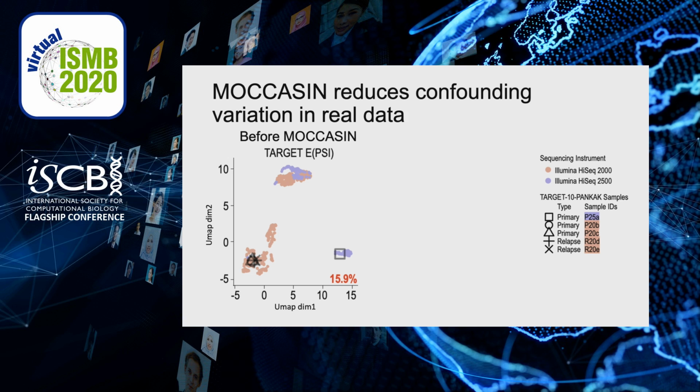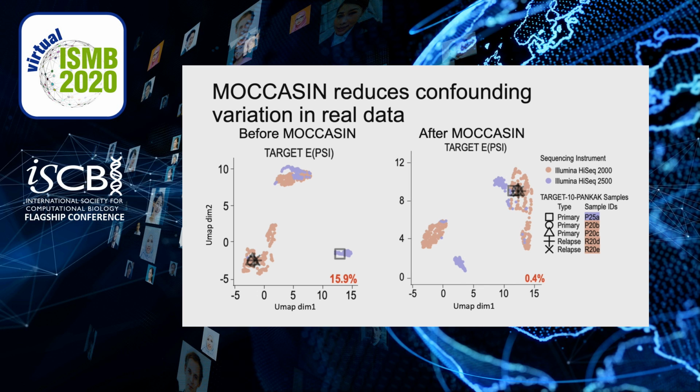And here on the left, I'm showing the UMAP that I showed you before of the TARGET cancer data, where 15.9% of the total variation in psi is attributable to a batch effect. After applying MOCCASIN, this is brought down to 0.4%. You can check out my poster to see how I also applied MOCCASIN to over 1,000 ENCODE RNA-Seq experiments, which also suffered from batch effects. I also show in my poster that MOCCASIN not only reduces false positives, but also increases power to detect differences in splicing in both the ENCODE and TARGET datasets.